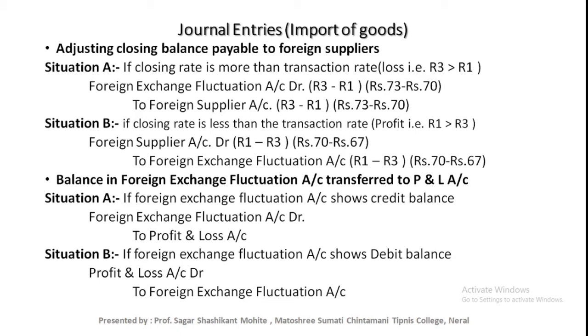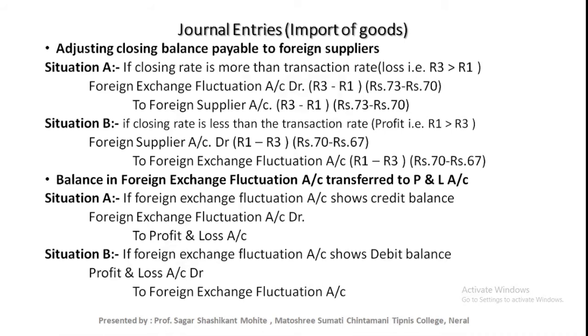that's why there is a profit. Okay, after adjustment of closing rate, we need to transfer the foreign exchange fluctuation account balance to the P&L account. If the foreign exchange fluctuation account shows the credit balance, at that time entry will be foreign exchange fluctuation account debit to profit and loss account. Situation B, if the foreign exchange fluctuation account shows the debit balance, that means there is a loss. At that time journal entry will be profit and loss account debit to foreign exchange fluctuation account.